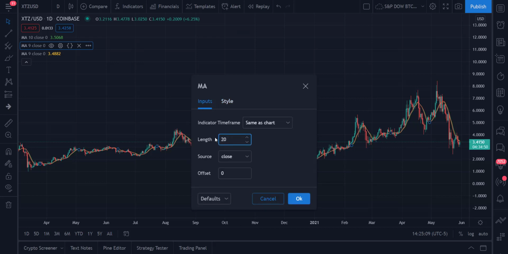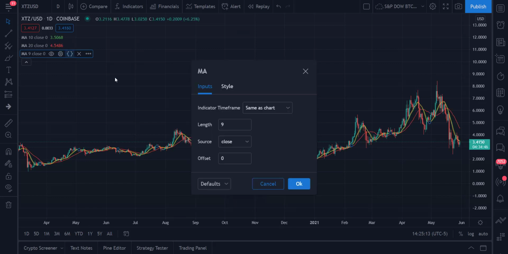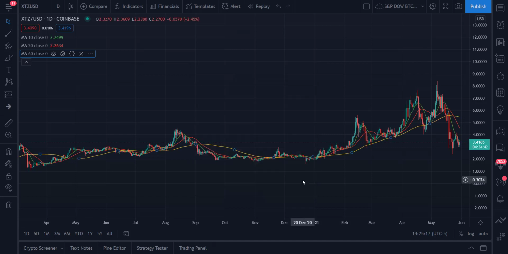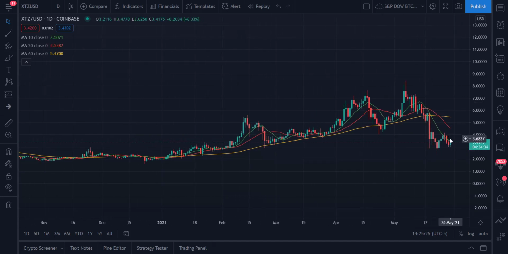I use my 10 as my short term. It lets me know when to buy. My 20 would be my kind of midterm. It's what I use to sell, and then my 60-day gives me an idea of the long-term bias and where things are. So right now, looking at the daily, it certainly is a bearish move because we've got the 60 above the 20, above the 10. So all three are in line and looking to head lower.